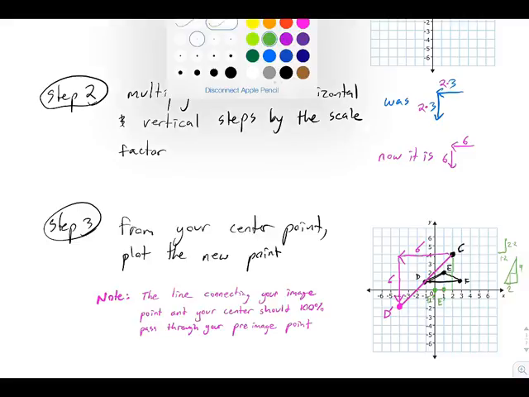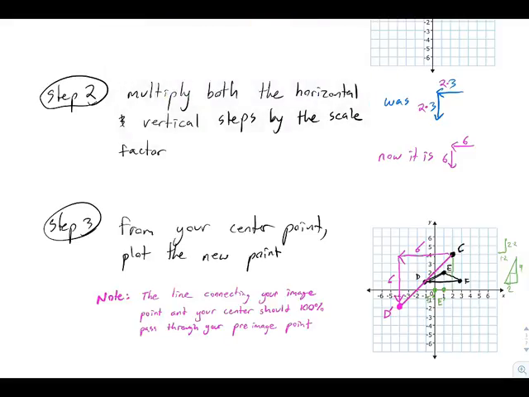To get to F, we went down 3 and over 1. So our path is 3 and 1. We multiply by our scale factor. So now we have a new path that's down 6 and right 2. Down 6 and right 2, we end up here for F prime.